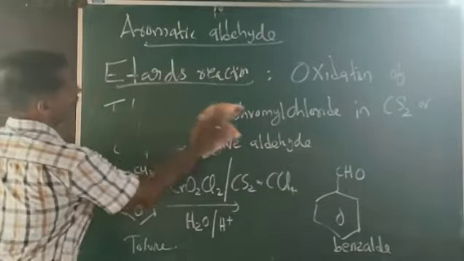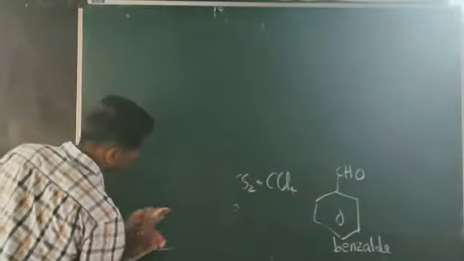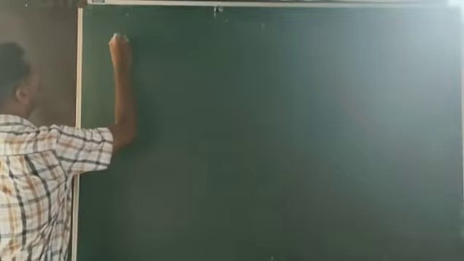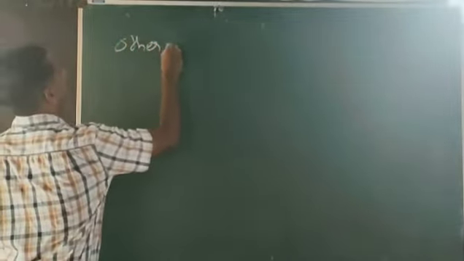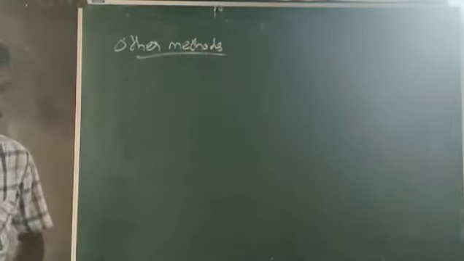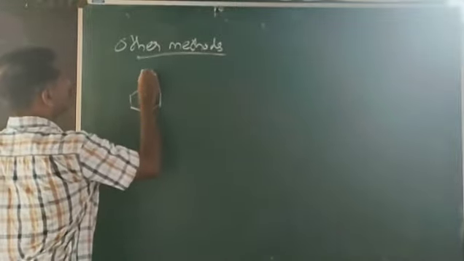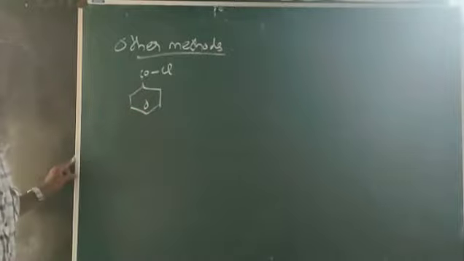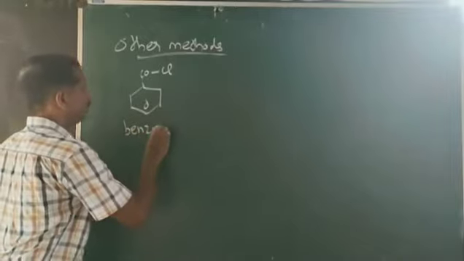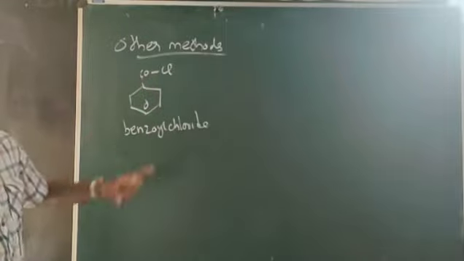Now, other methods of preparation of aromatic aldehyde, that means benzaldehyde. Actually, these methods we have already discussed. For example, just now we discussed RCOCl, an acid chloride. This is benzoyl chloride, RCOCl, an acid chloride.